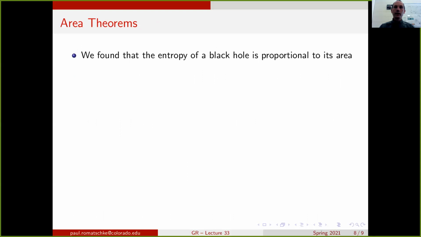Now, you might say, okay, that's weird. You have an entropy of a black hole. What does it mean? It means something because we found that there is this set of thermodynamic relations which we now can bring to bear on things like the properties of the black hole. An example of this are the so-called area theorems that I want to talk about now.